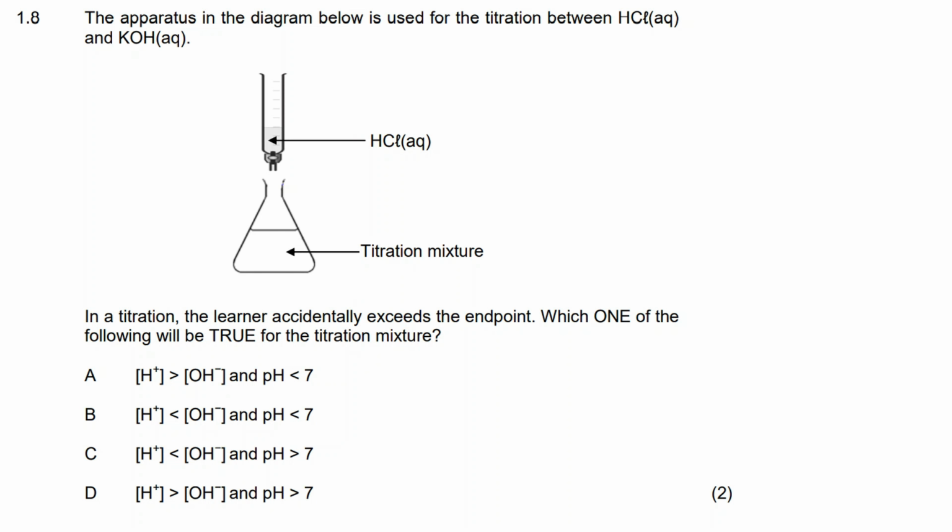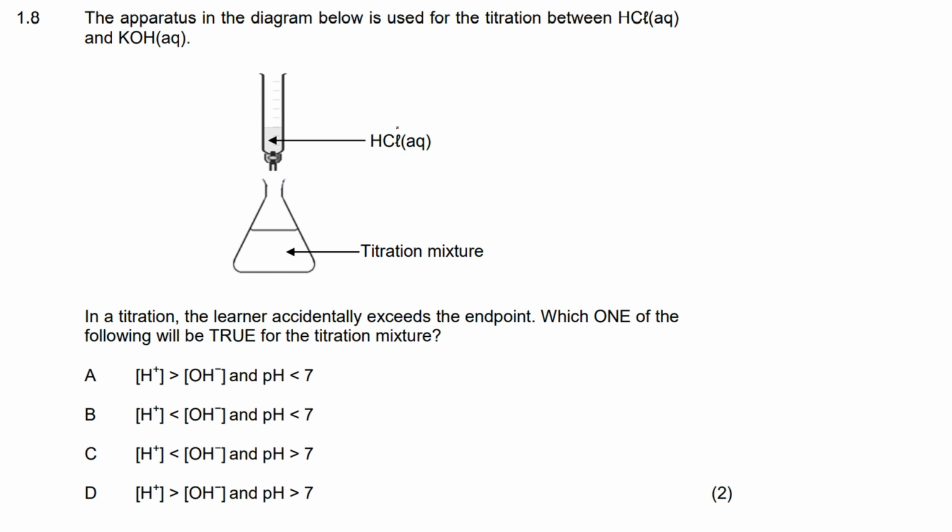The apparatus in the diagram below is used for a titration with HCl and KOH. In a titration, the learner accidentally exceeds the endpoint. Which one of the following will be true? Okay, very, very easy question.